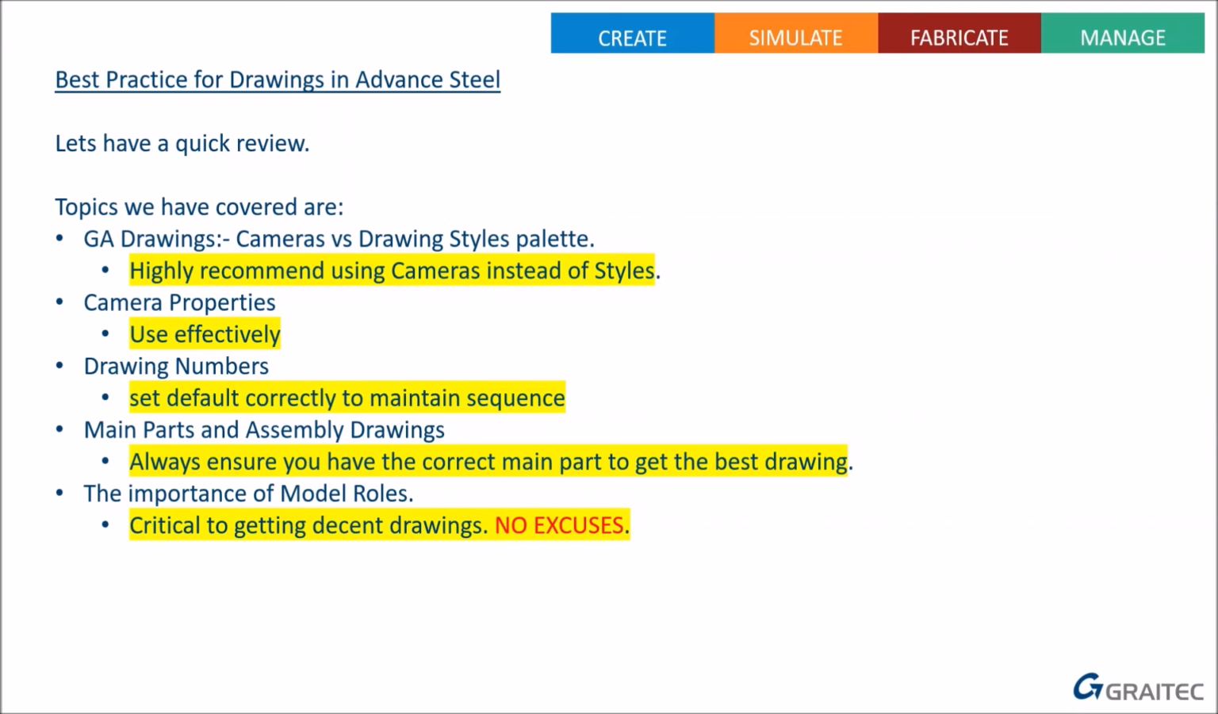If anyone in the UK gives us drawings saying our drawings are really bad, we always check the model roles, and if the model roles are wrong, we just simply say go off and do them again, and then come back. There's no point in us looking at anything else until your model roles are right.